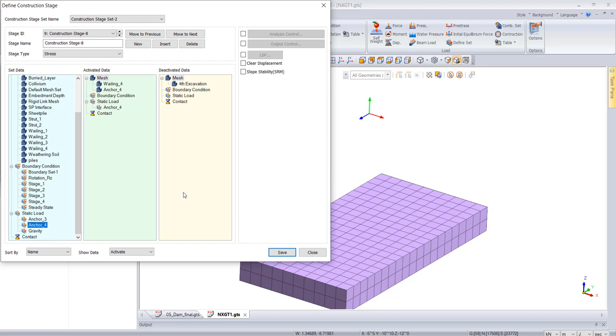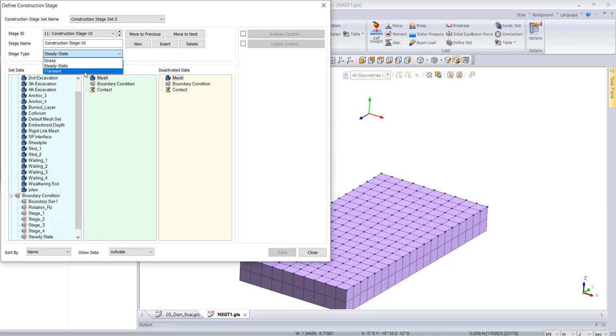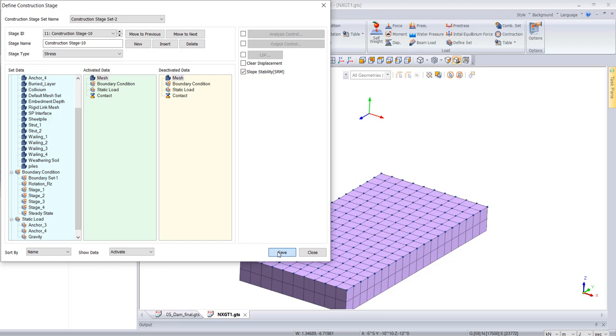and we say new, and we will add here stage 4. We'll take stage 3 off, and we'll put stage 4, and we say save, then new, and we call it stress, and we can check overall stability here, and we say save and close and close.